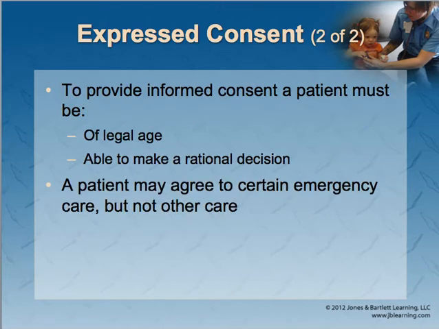To provide informed consent, the patient must be of legal age and able to make a rational decision. That means they need to be A&O times 4. And the patient can agree to certain emergency care, but not others. So if the patient does not want an IV, but they want transport, then you cannot forcefully start an IV on them. You have to abide by their wishes.